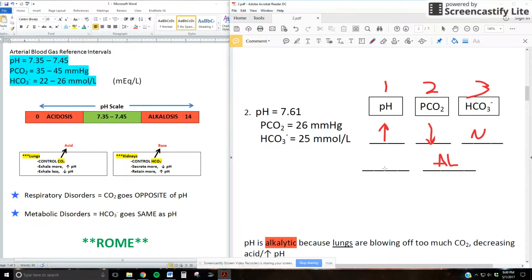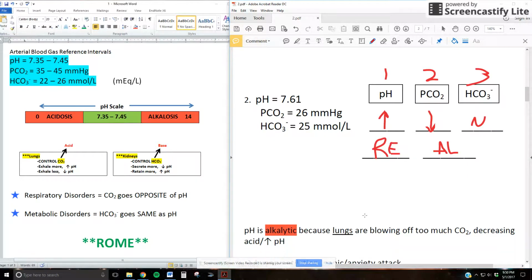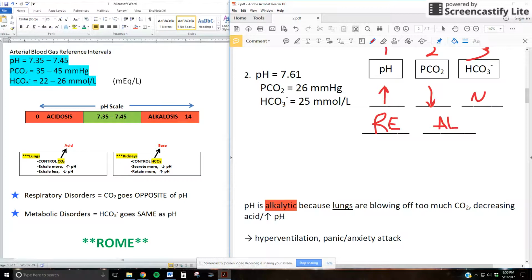So, which is it, metabolic or respiratory? Respiratory, CO2 goes opposite of pH. So it is respiratory alkalosis. And then the why behind that, I already had it revealed, but the pH is going to be alkalytic because the lungs, it's a respiratory problem. The lungs are blowing off too much CO2, getting rid of too much of that acidic component and increasing the pH. And you can kind of see this in someone who's hyperventilating in a panic or anxiety attack, but that's sort of the why of it.